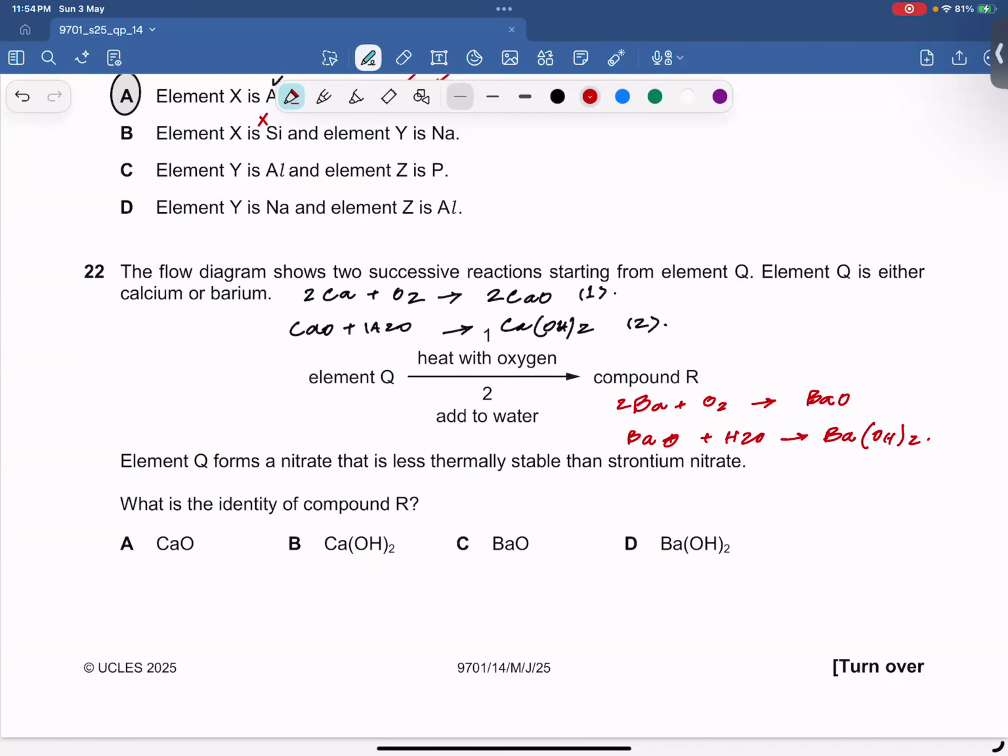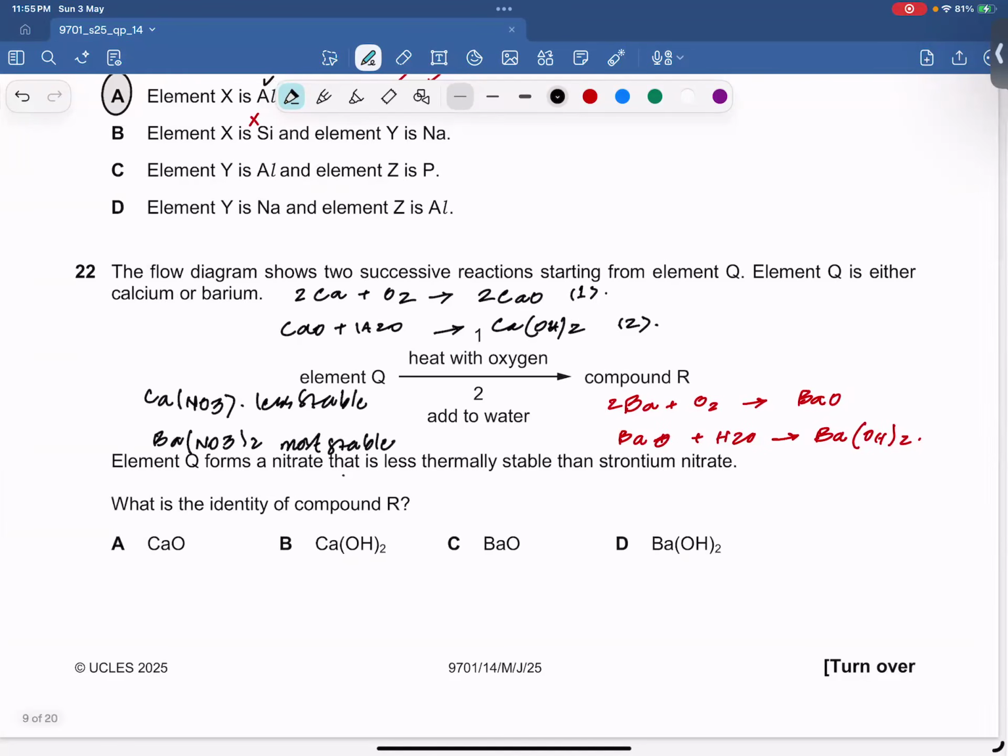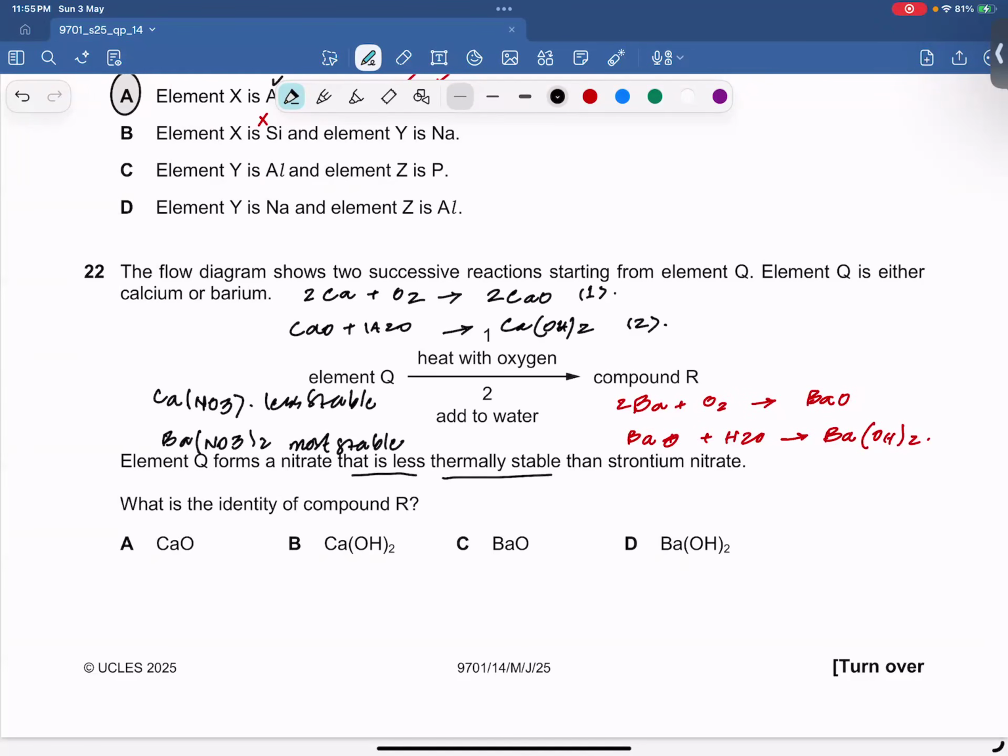All right. Element Q forms a nitrate. So calcium बनाएगा nitrate, which is calcium nitrate. Barium बनाएगा, which is barium nitrate. ये less stable होता है, easily decompose होता है. ये most stable होता है, easily decompose नहीं होता. वो कह रहे हैं forms nitrate that is less thermally stable. तो calcium nitrate is less thermally stable than strontium nitrate. So it must be calcium nitrate because barium nitrate is more thermally stable than strontium nitrate.